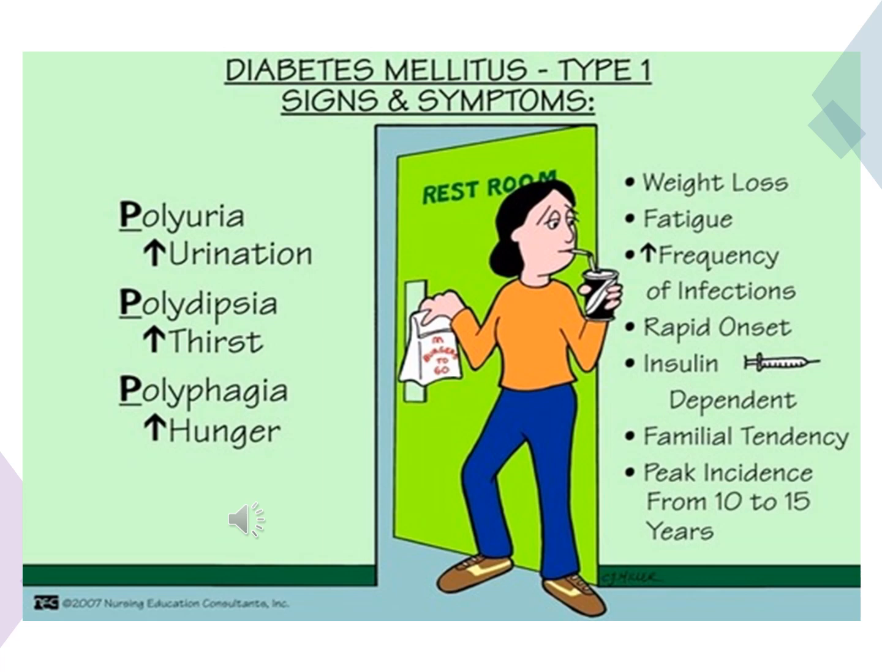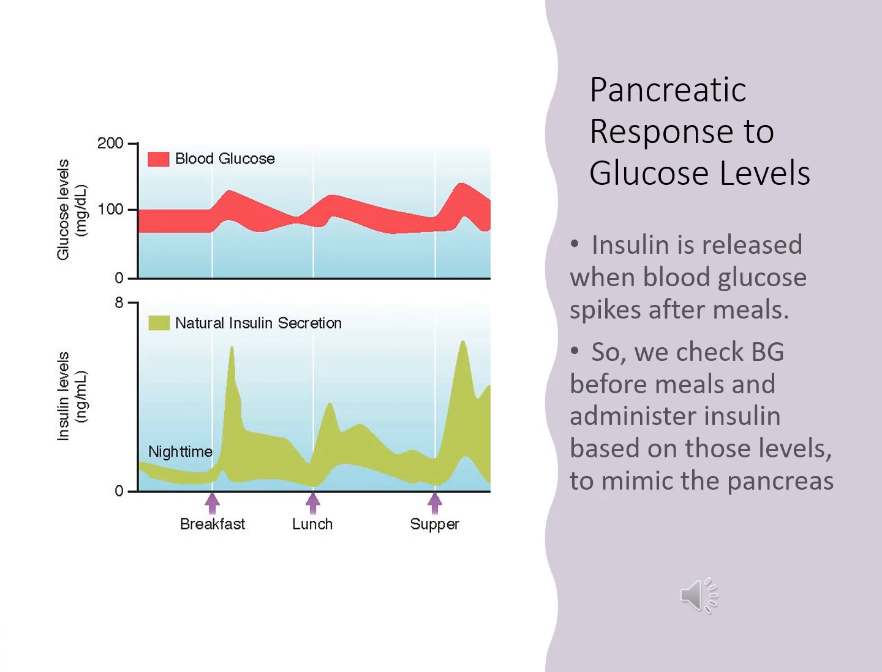This is pretty much a sudden onset, and it is something that we need to definitely deal with and educate our families on. So insulin is released when blood glucose spikes after meals. What we're going to do is check our blood glucose before the meals and then administer insulin. Basically, that is going to respond the same way the pancreas responds. We're going to see those elevated levels.